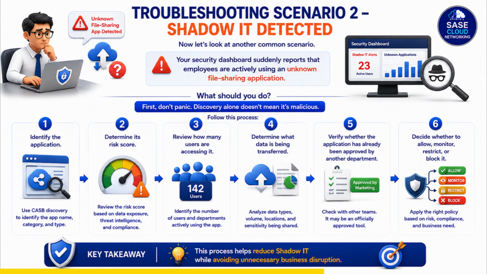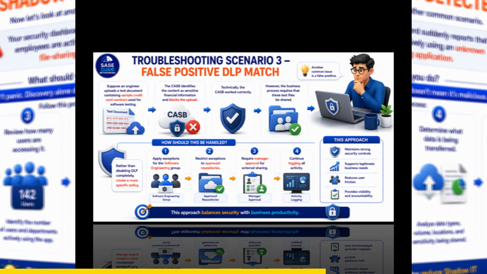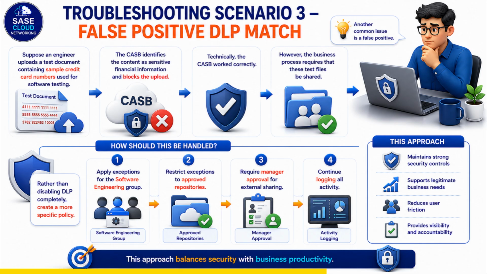This process helps reduce shadow IT while avoiding unnecessary business disruption. Troubleshooting scenario 3. False positive DLP match. Another common issue is a false positive. Suppose an engineer uploads a test document containing sample credit card numbers used for software testing. The CASB identifies the content as sensitive financial information and blocks the upload.